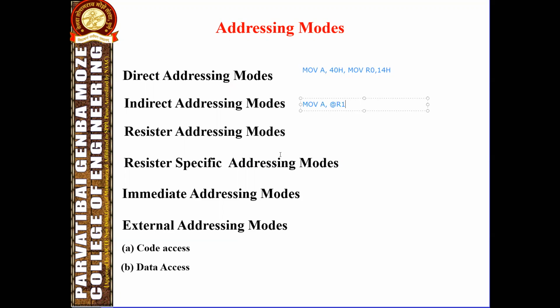So, let's see what the register addressing mode is. Register addressing mode involves the use of a register to hold the data to be manipulated. The register A, DPTR, R0 to R7 may be used as a source as well as destination. Here we move the data between the registers and the accumulator.